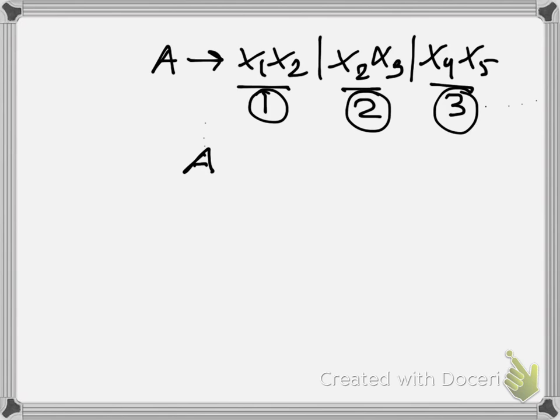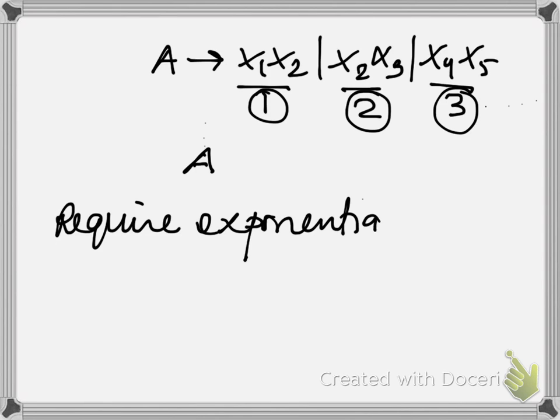Now backtracking parsers are very powerful, but they are slow and they require exponential time. So imagine writing a compiler which requires exponential time just to compile your program. It is not very practical. So backtracking parsers are not so practical, and we are not going to discuss these in detail. Okay, so that is backtracking parsers.